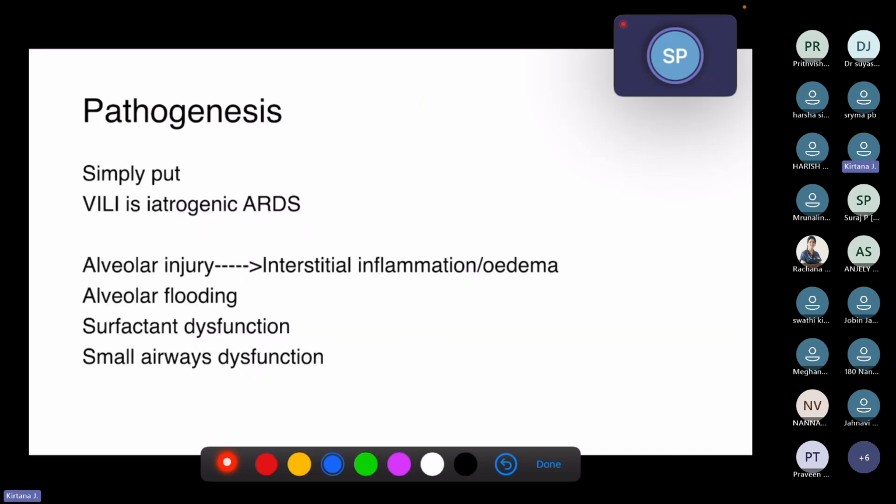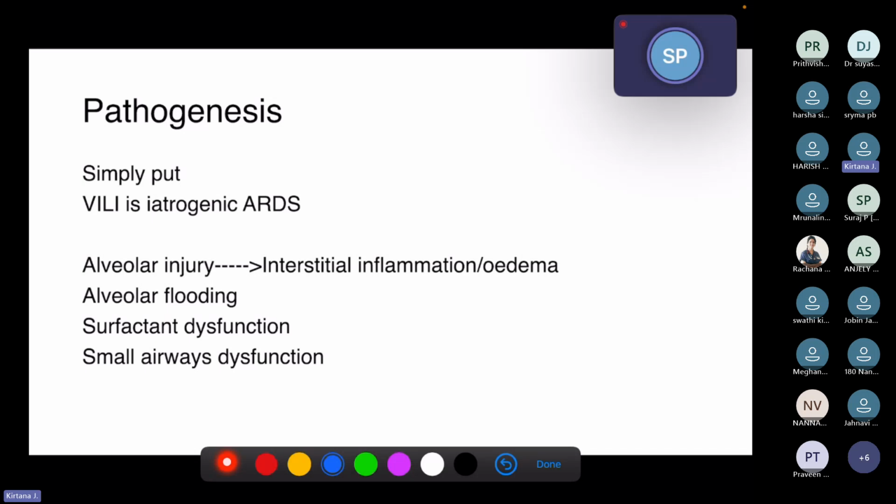So now that we know that VILI does exist, it's important for us to know about it. It affects outcome. Let us understand the pathogenesis, the risk factors, and how we can prevent ventilator-induced lung injury. So the pathogenesis in simple terms is VILI is iatrogenic ARDS. So same pathogenesis will be there. The alveoli will overstretch, which will lead to some amount of epithelial injury, alveolar injury, which will lead to interstitial inflammation, interstitial edema. The alveoli will be flooded. It will lead to surfactant dysfunction, small airway dysfunction, and you will have evidence of bilateral chest infiltrates on the X-ray, and the patient's PF ratio is going to fall.